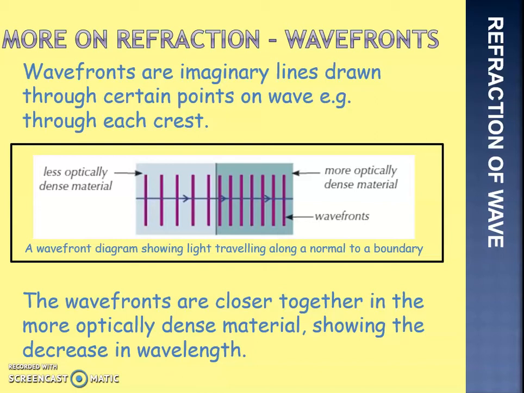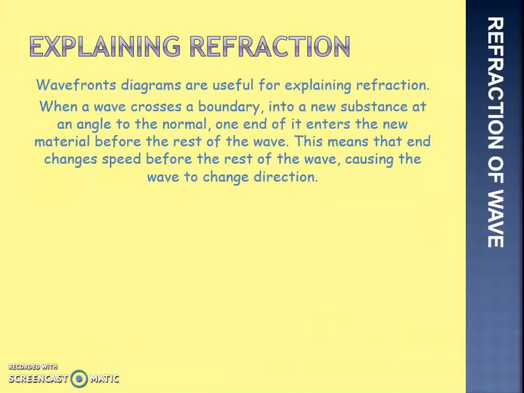Now, wavefronts are what we call imaginary lines that are drawn through certain points on a wave. So if you can imagine on the diagram there, each line there represents the crest of a wave. It shows light travelling along the normal to a boundary. Now, in the less optically dense material, we can see the gap between the two wavefronts is quite large. As it moves into the more optically dense material, the gap between each wavefront has got smaller. This shows our decreasing wavelength.